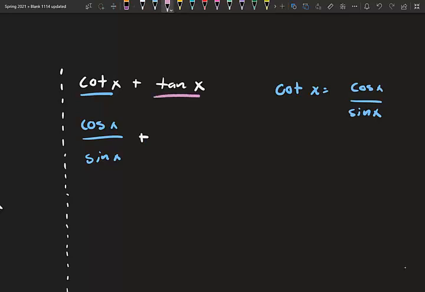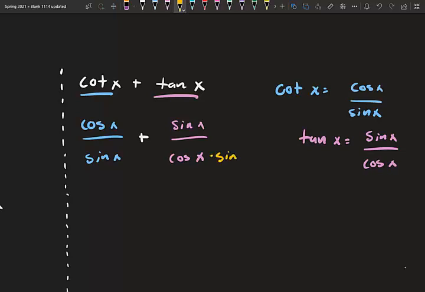And then tangent, we know that is sine over cosine. So that's that tip of when you don't know what to do, switch to cosine and sine. Usually works. Here we go. So it's telling us to add these, so we have to get the common denominator, so times sine x times sine x times cosine x times cosine x.